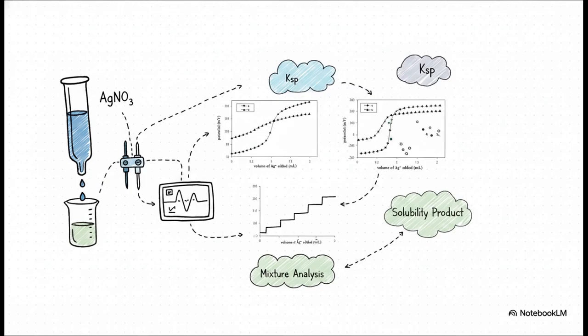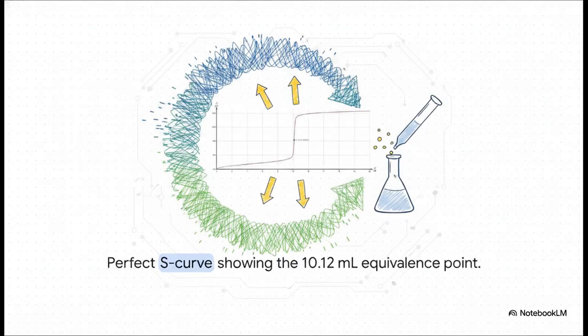Silver chloride has a totally different KSP than silver bromide, which means they precipitate out at entirely different points. This is exactly how an automatic titrator can tell them apart in a single mixture. It plots a stepped curve, where every step represents a different halide just dropping right out of the solution. And here it is, the classic sigmoidal S-curve we are always looking for in potentiometry.